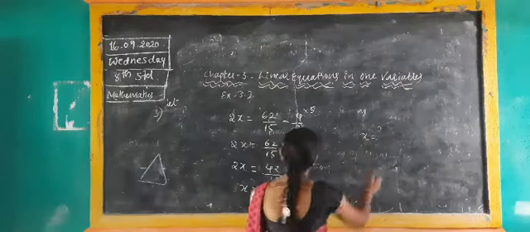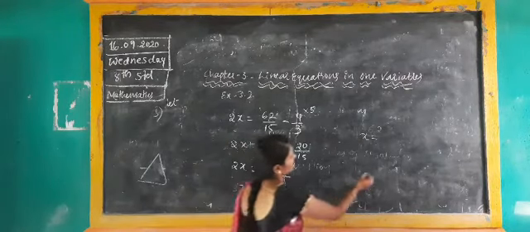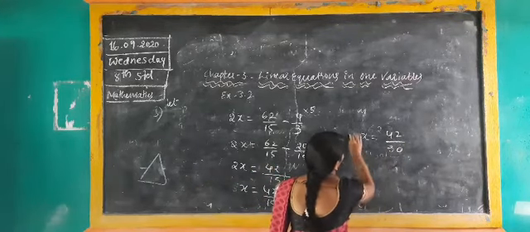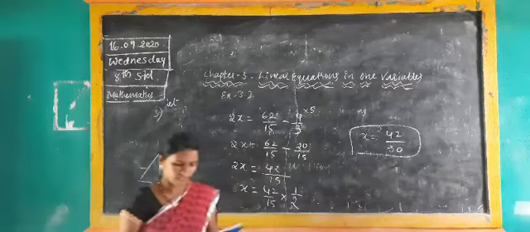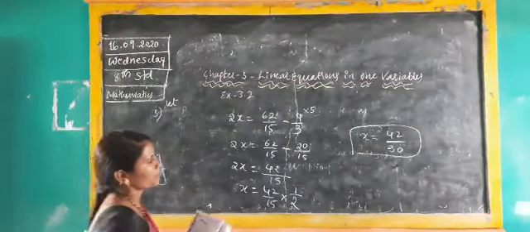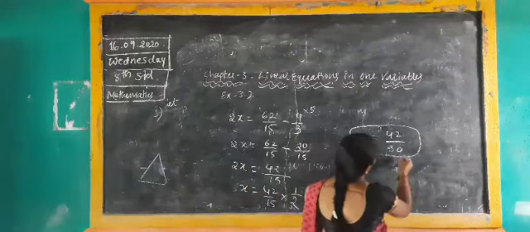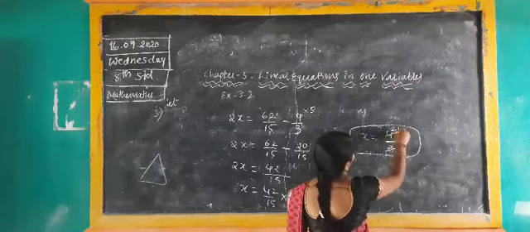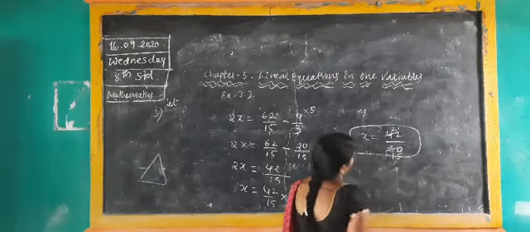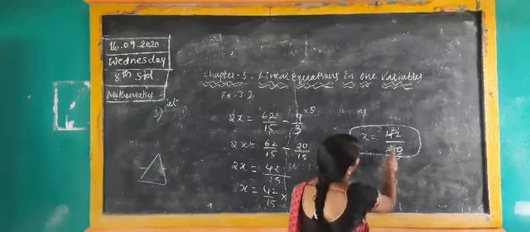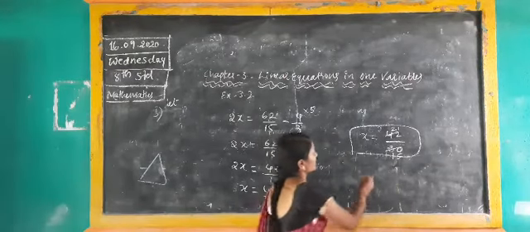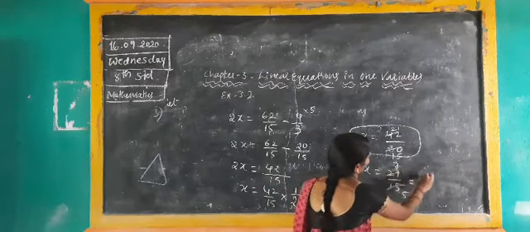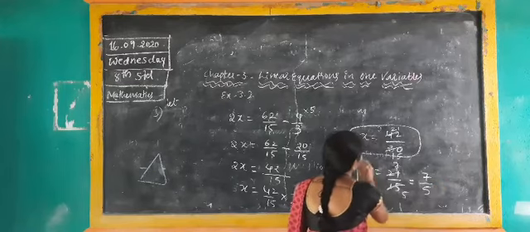x is equal to 42 1s are 42, divided by 15 2s are 30. Means x value is 42 by 30. Here 42 by 30, if reducing form is there, you have to reduce. Here 15 is there, 21 is there. Again cancelling, x is equal to 21 by 15. 3 5s are 15, 3 7s are 21. The x value should be 7 by 5.